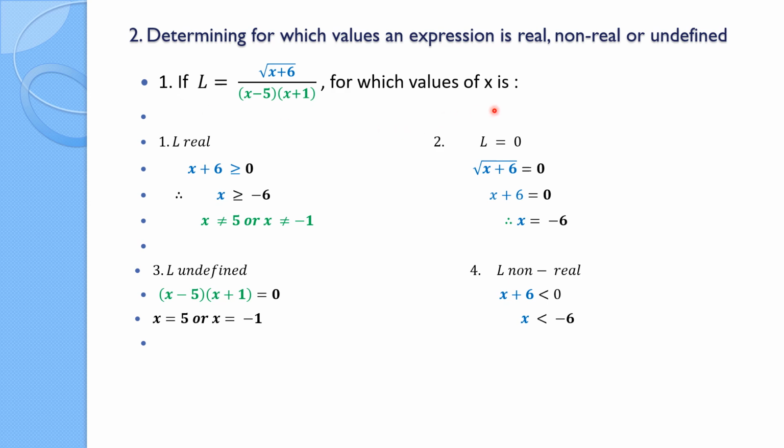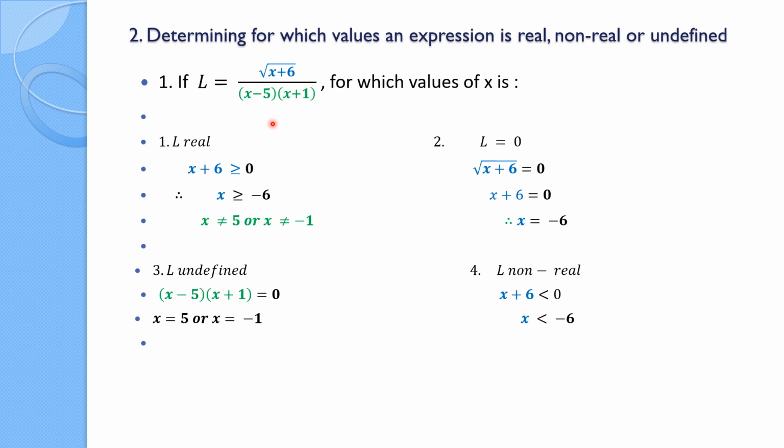Then they can say for which value of x is L equal to 0. So this can only be 0 if the top of the fraction is 0. So I'm going to say square root of x plus 6 equals 0. If I square both sides, the square root would fall away. 0 squared stays 0. So therefore I have x plus 6 equals 0. And if I take 6 over, x equals negative 6. So then negative 6 plus 6 would give me 0. Square root of 0 is 0. And 0 divided by that would then give me 0.